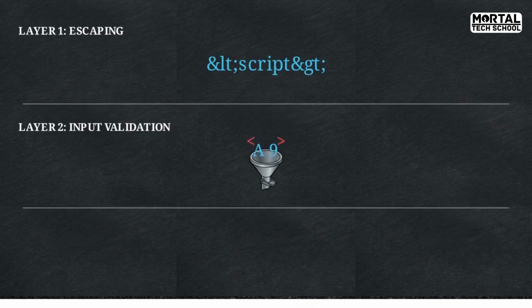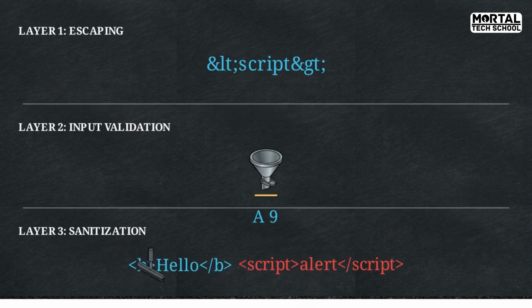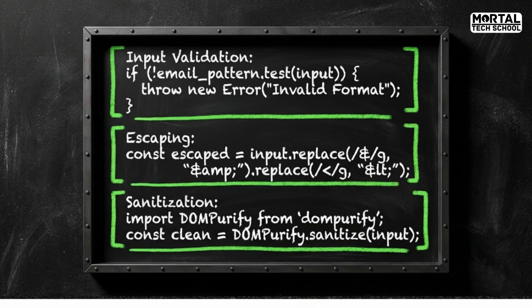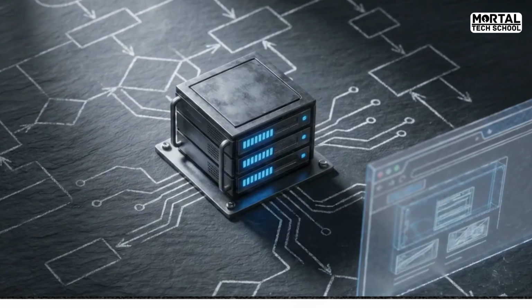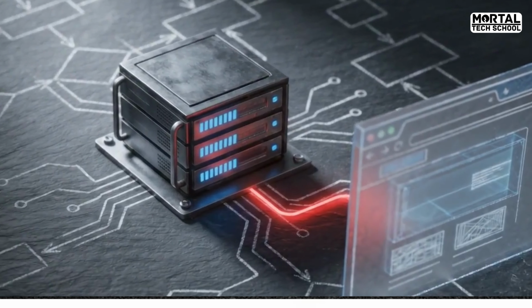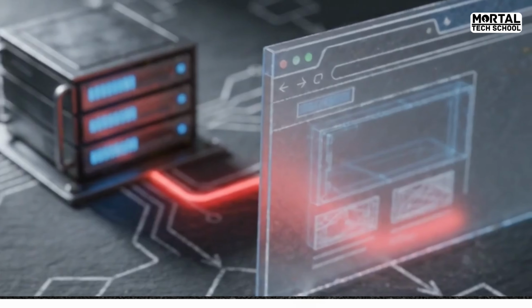The second layer is input validation. This is a whitelist-only approach, where the application defines exactly what data formats are acceptable and rejects anything else. The third layer is sanitization. This involves using specialized libraries to scrub dangerous markup from rich text inputs while preserving safe formatting. These three strategies must work in concert. Relying on only one leaves an entry point for an attacker to manipulate either the backend or the client-side state.